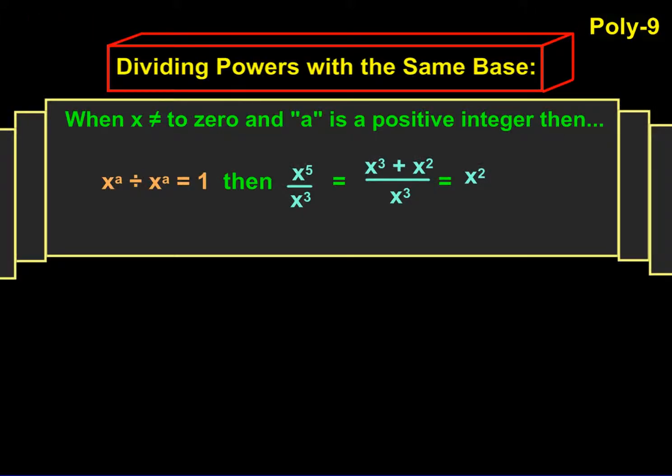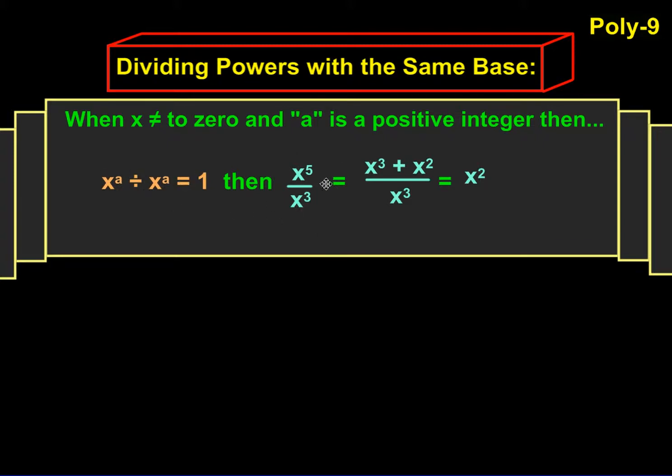When dividing powers with the same base, as long as we assume that x is not equal to 0 and a is a positive integer, then in the example x to the a divided by x to the a, we would subtract the exponents, which would leave us with 1, because the exponents would cancel out, given that a and a would be the same.